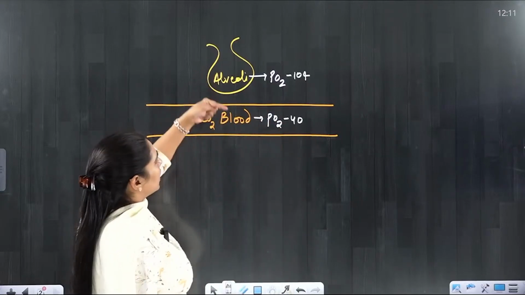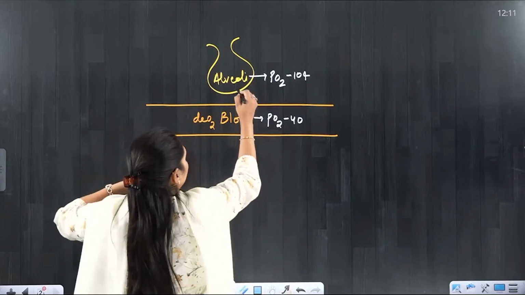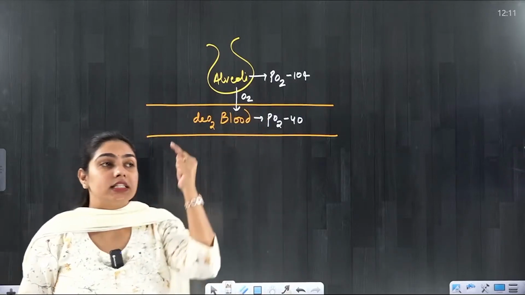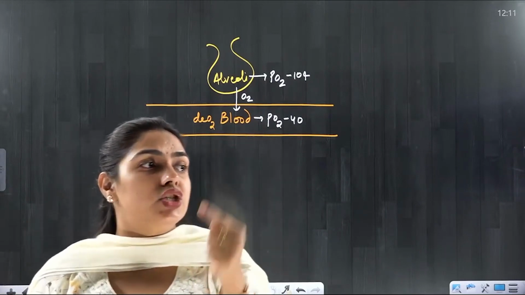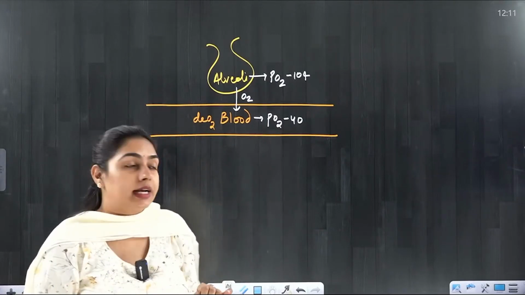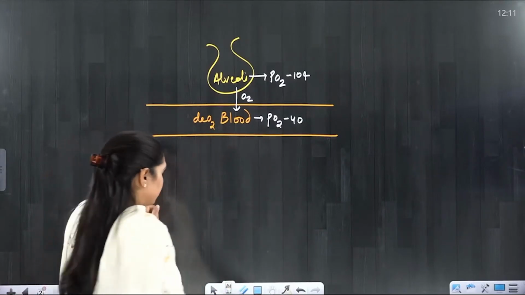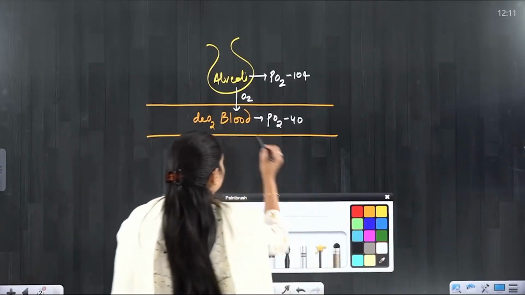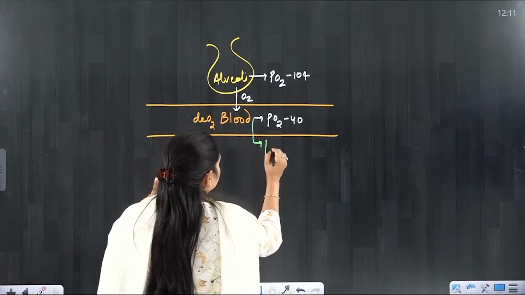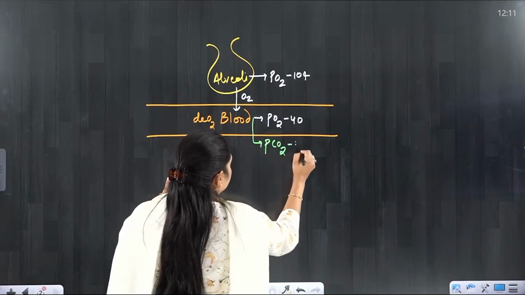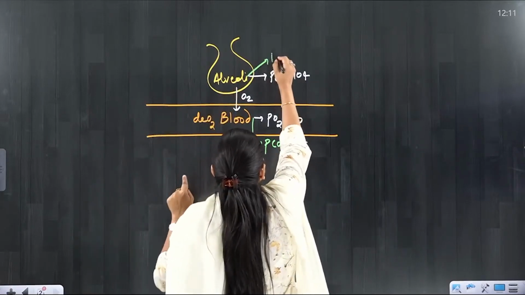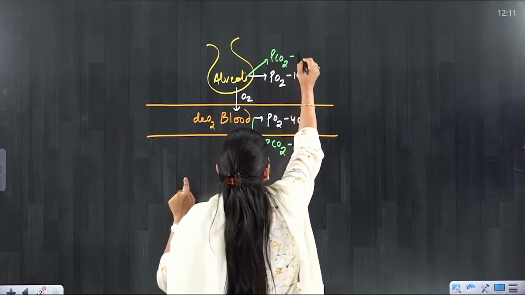So, oxygen is going to come from alveoli to blood. Oxygen is coming. This is diffusion, or exchange of gases. Now, if you see carbon dioxide, in this deoxygenated blood, the partial pressure of carbon dioxide is more. It is 45, whereas in alveoli, the partial pressure of carbon dioxide is 40.